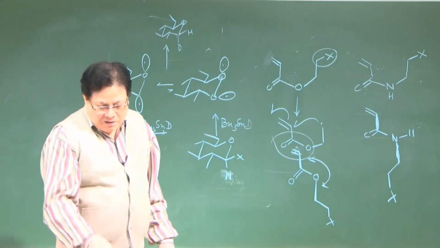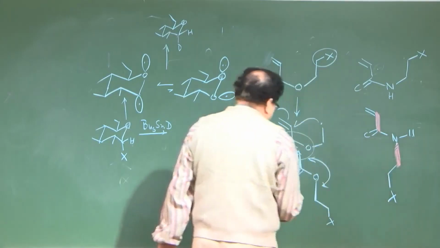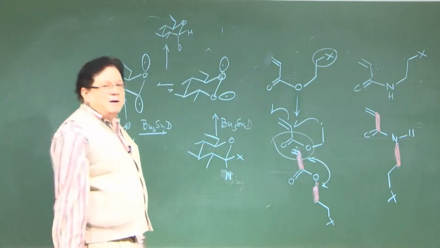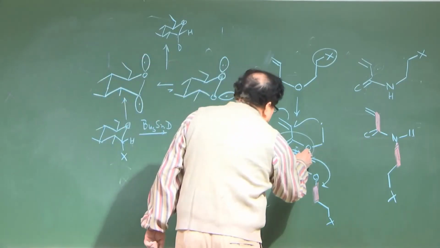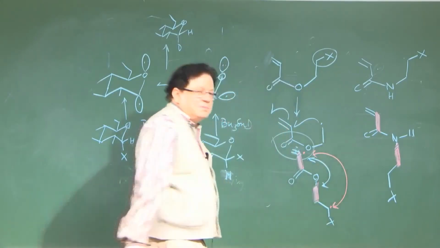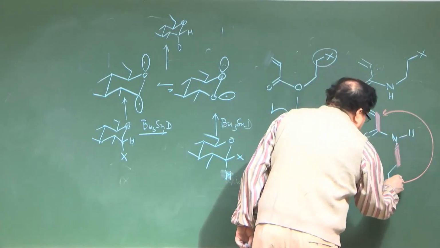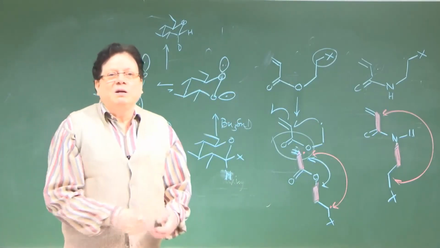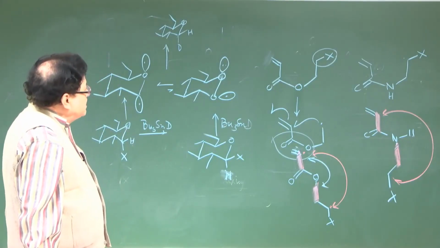So, these are the transoid geometry, and that is the preferred conformation of this molecule. If it is in the transoid geometry, then you see the two centers which are supposed to react are away from each other. If they are away from each other, then how can they react? So, because of these conformational constraints, these molecules fail to react in the expected fashion.